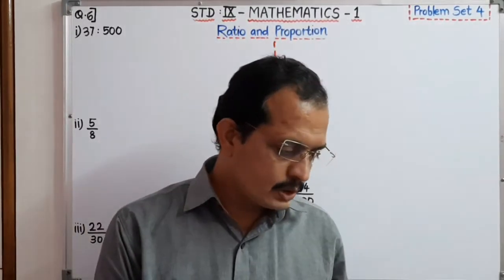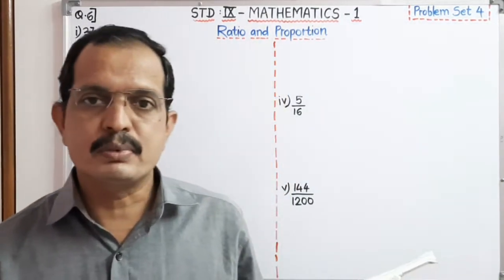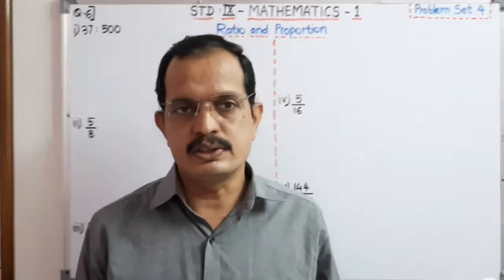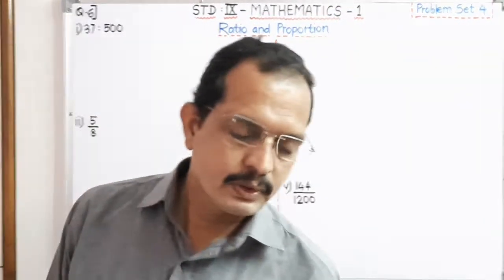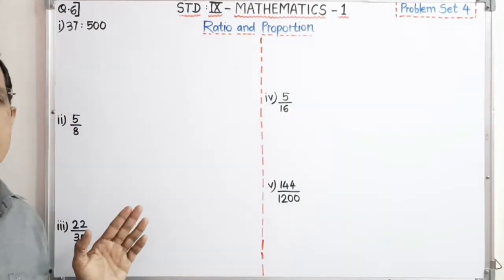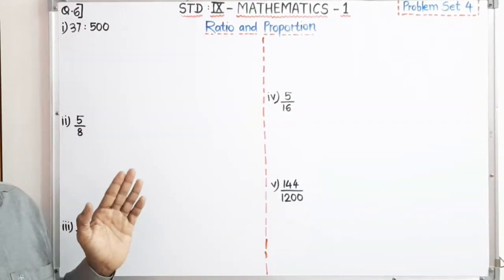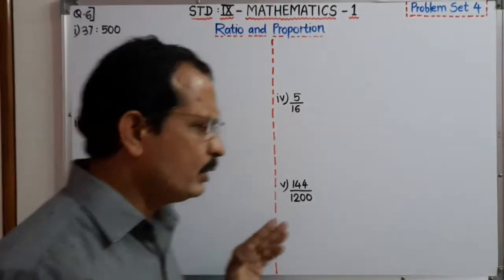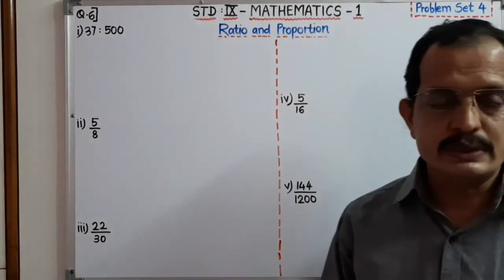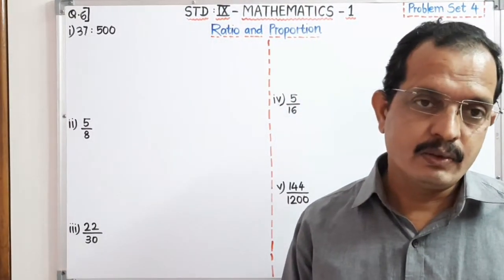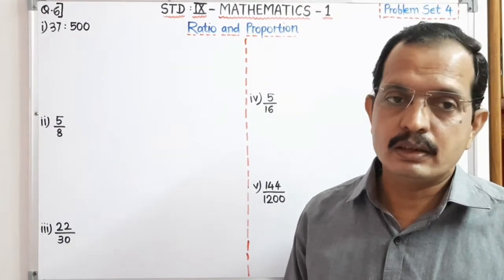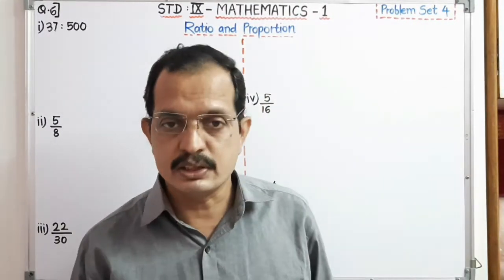Now, see dear student, we have to start with question number 6. Convert the following ratios into percentage. Ratios are given and we have to convert them into percentage ratio. Dear student, all of you know how to convert to percentage ratio, and what a percentage ratio is. When in a ratio the second term is 100, then we say that the ratio is a percentage ratio.